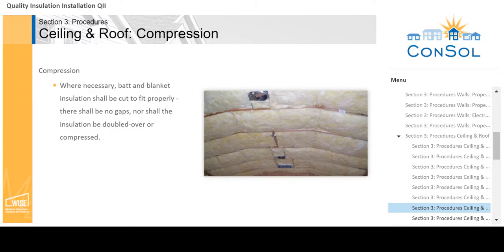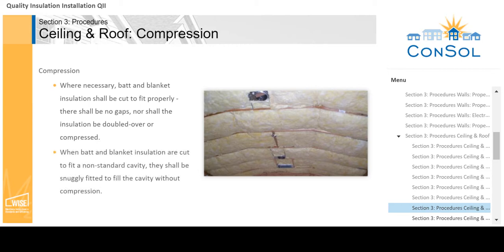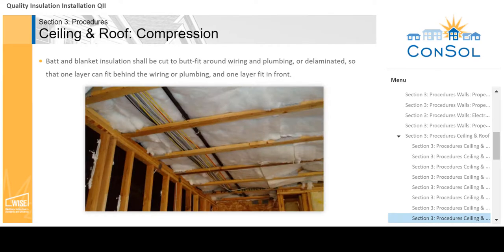Where necessary, batt and blanket insulation shall be cut to fit properly. There shall be no gaps, nor shall the insulation be doubled over or compressed. When batt and blanket insulation are cut to fit a non-standard cavity, they shall be snugly fitted to fill the cavity without compression. Batt and blanket insulation shall be cut to butt fit around wiring and plumbing, or delaminated so that one layer can fit behind the wiring or plumbing and one layer fit in front.